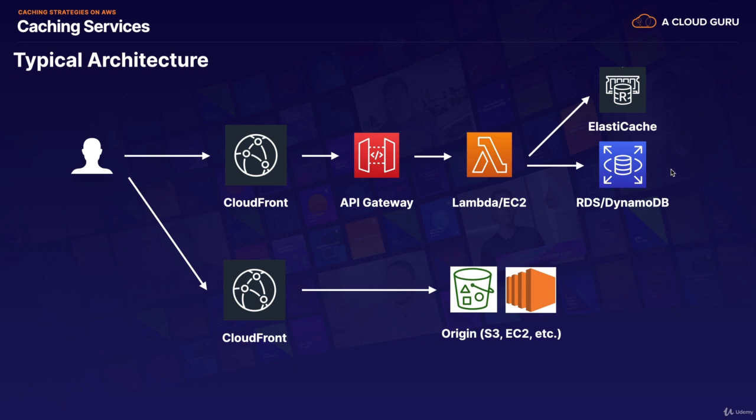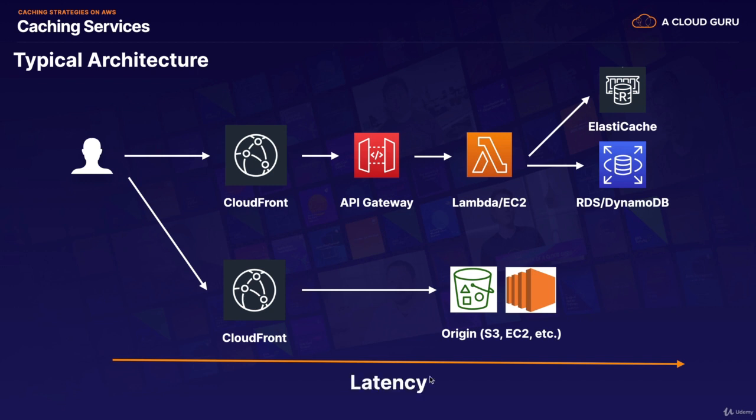The point of this diagram is to show you that the deeper you go through these steps, the more latency you're going to have. So if you can cache at the edge location at CloudFront, you're going to have way less latency. If you can then cache at API Gateway, you're still going to have less latency than going all the way down to the RDS or DynamoDB layer. So the more caching you put in front, the lower your latency is for your end user.